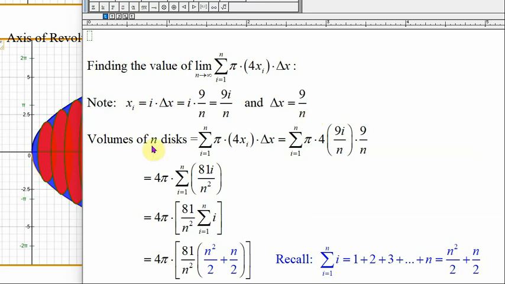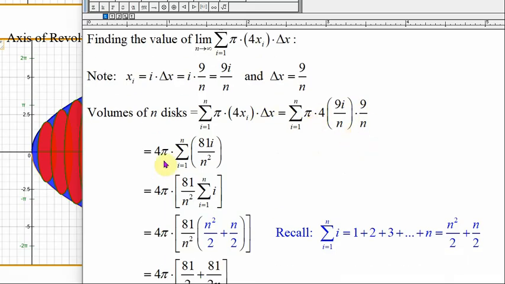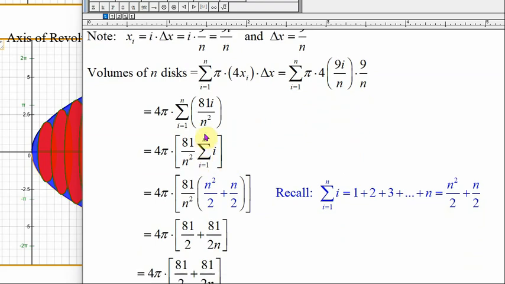The volumes of n disks will be pi times 4 times x sub i times delta x. But x sub i is 9i over n, where n is the number of subintervals or the number of slices. And then delta x is 9 over n. And so we get 4 pi, and then this would be 81i over n squared. The summation here is with respect to i, and therefore we can move the 81 over n squared and place it in front of the summation.